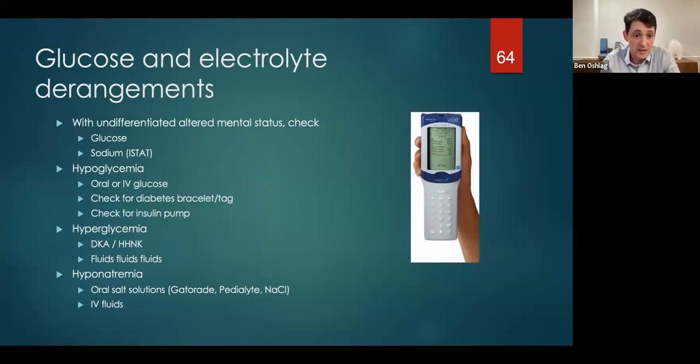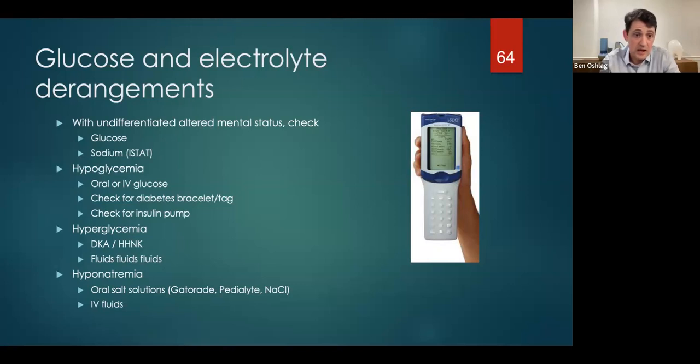Hypoglycemia can happen usually in diabetic people who have issues with their medications or maybe an insulin pump malfunction, but can happen in people also who just haven't eaten enough and have blown through their energy stores. So you want to give them oral or IV glucose if you can. Oral if they're awake enough to swallow it. You can check for a diabetic bracelet or a tag to know, could this be a medication issue? Is it going to need more long-term management? And then check for an insulin pump. If it's malfunctioning and it's still pumping insulin into someone who's hypoglycemic, you need to disconnect it.